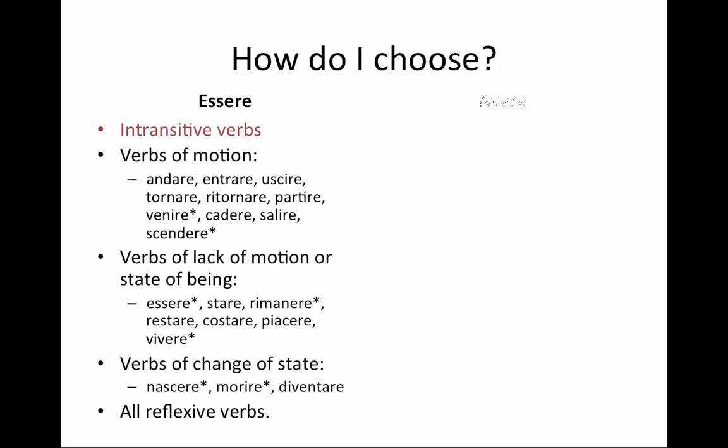Okay, how about avere? Well, transitive verbs use avere. So now you know, right? Or maybe not. Intransitive verbs, just for the sake of an explanation, are those verbs that cannot have a direct object in a given context. And transitive verbs can have a direct object. Even if they don't have it in this particular context, they can have it. They're considered transitive. They use avere.